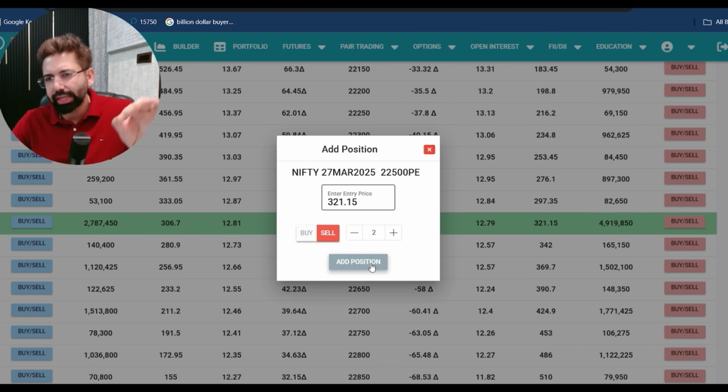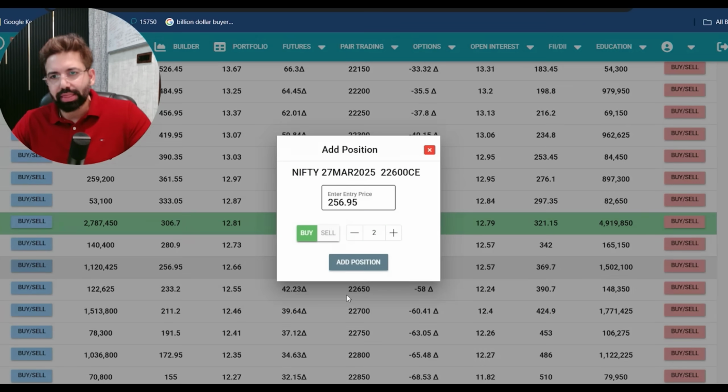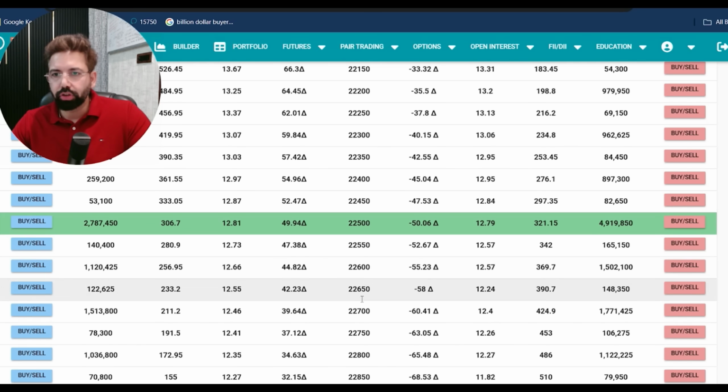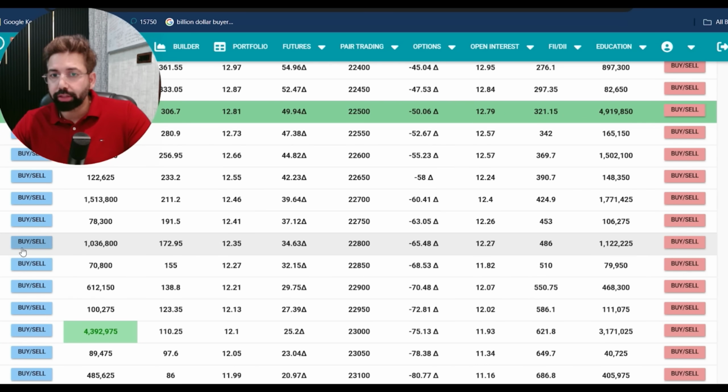We are shorting it, easy, very easy to do. And then we go one strike above, and we buy the call, which is 2. The next step is that we go a little further out, and we are not buying the call. Don't make this mistake. We are buying the put now.